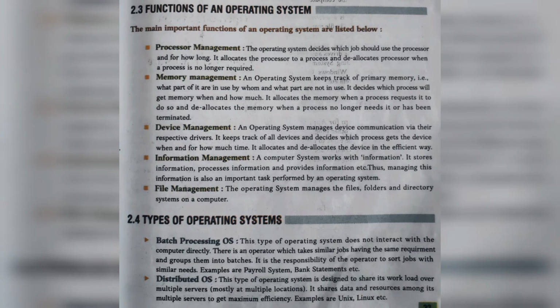So, in this session, we will learn about the functions of an operating system. What are the main functions of the operating system? First, processor management. The operating system decides which job should use the processor and for how long. It allocates the processor to a process and deallocates the processor when a process is no longer required.